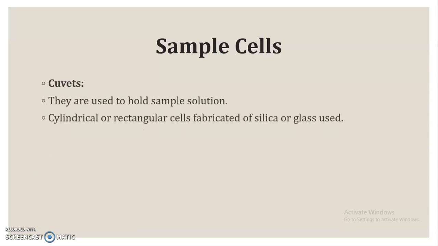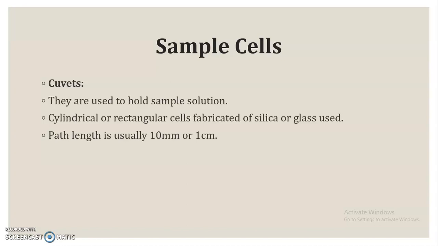Next component that is used is sample cells. They are used to hold the sample. Generally, sample cells are made up of glass or quartz. They are generally cylindrical or rectangular cells fabricated of silica and glass. The path length of these sample cells is generally 10 millimeter or 1 centimeter.